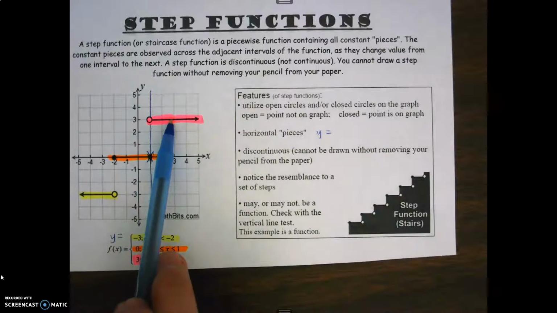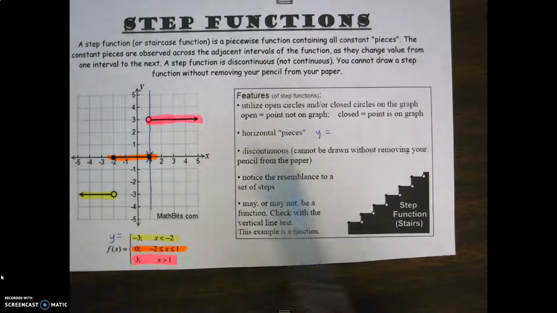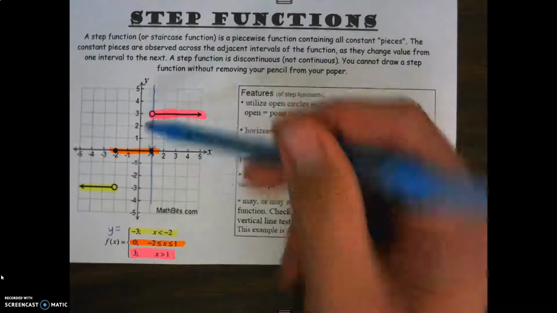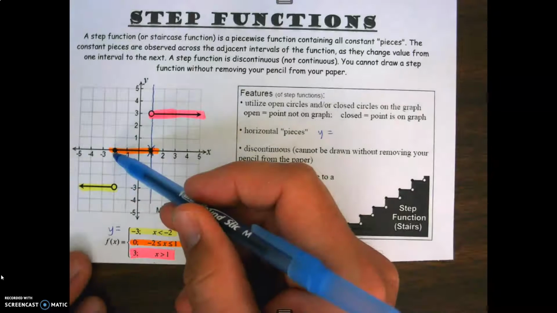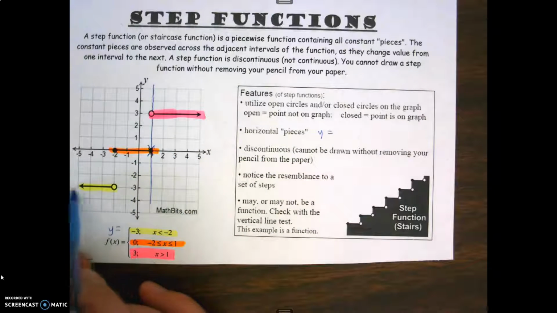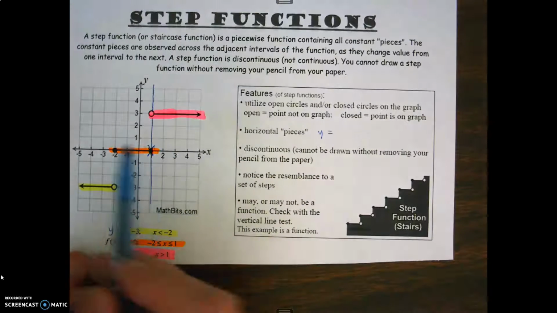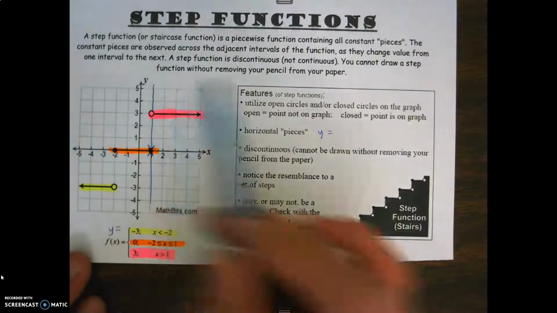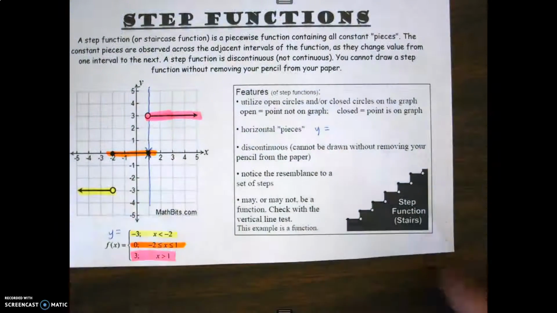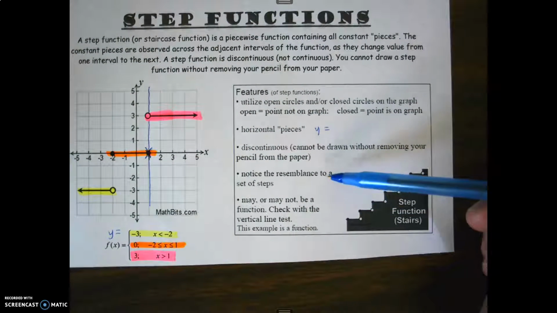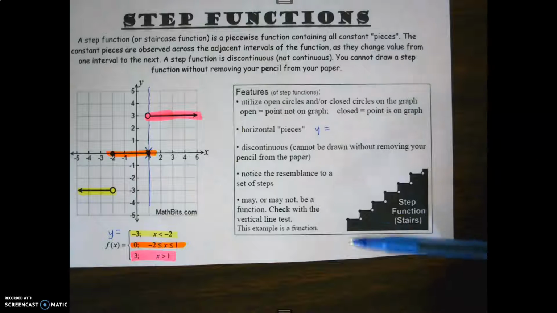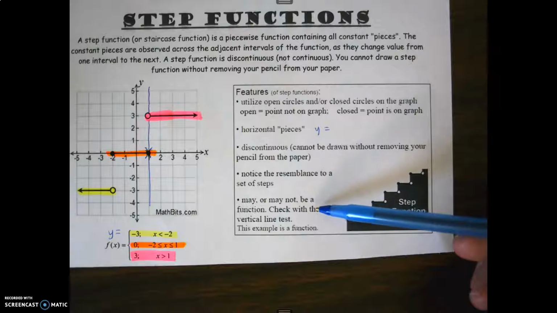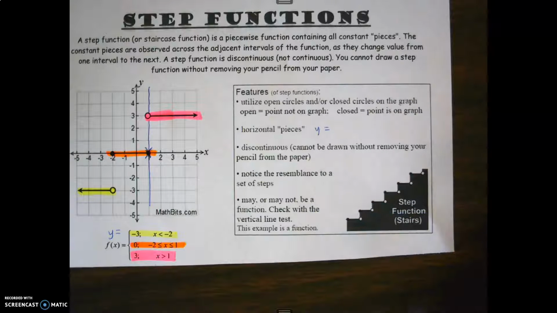This is why they call it a step function, because it resembles steps. We talked about it being discontinuous, meaning that these are not connected, so we have no line running from each piece, so they're actually broken. So it's one, and then you pick up your pen or pencil, draw your next one, pick it up, draw your next one. They're not connected. They're not a continuous function. Notice the resemblance to a set of steps, and it may or may not be a function. We check with the vertical line test. So we said this example is a function. So now let's look at how to graph these.